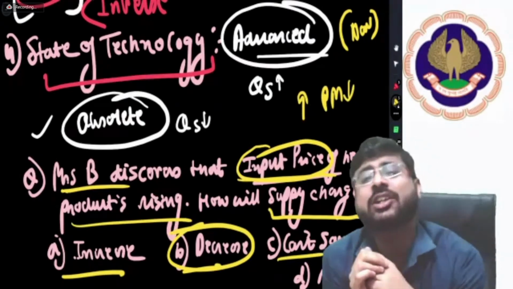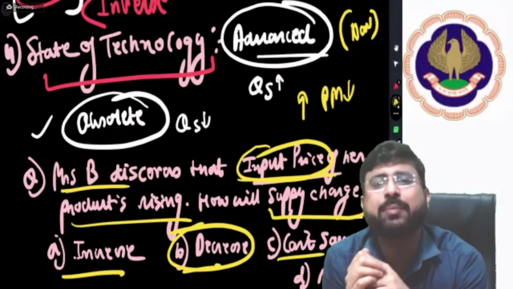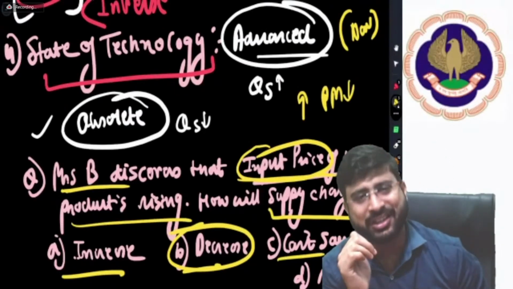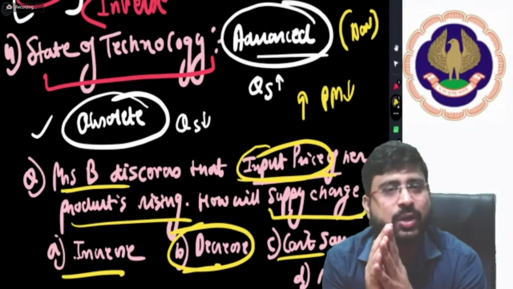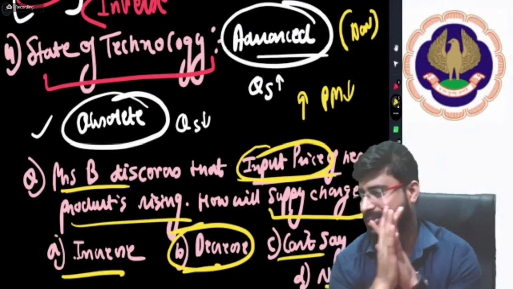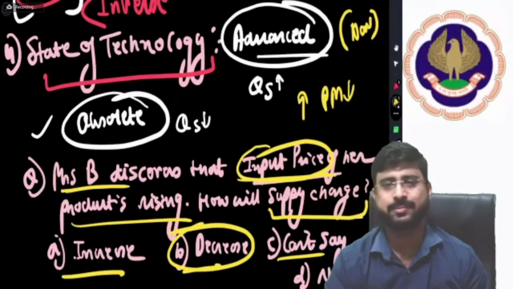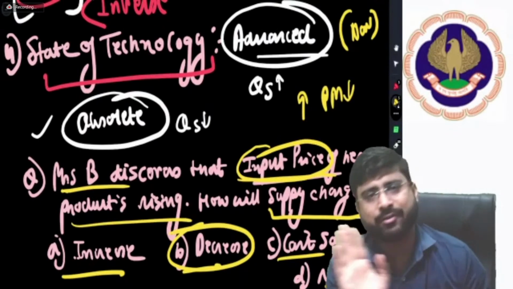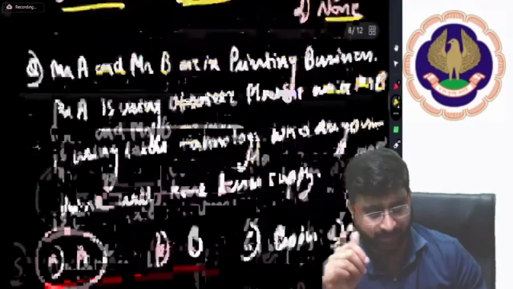The next one is state of technology. So if technology becomes more advanced, quantity supplied will rise. And if technology is not advanced, it is poor, quantity supplied will fall. There is your answer. Okay, sir. We have summarized all the 4 points.